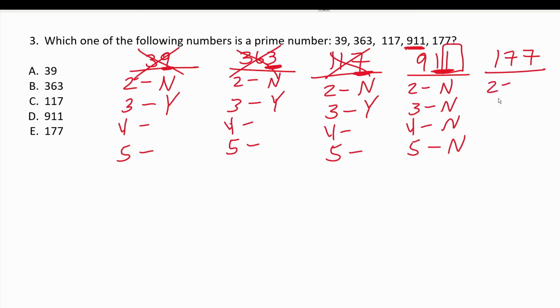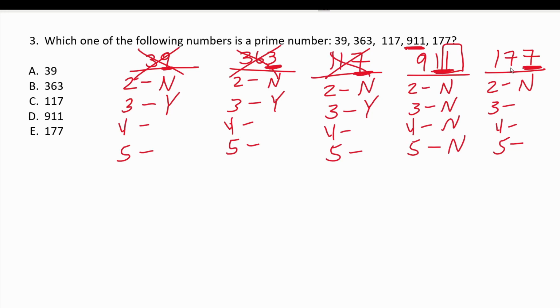All right, and we're going to run divisibility checks for 2, 3, 4, and 5. All right, to check to see if it's divisible by 2, we look at the last digit. If it's odd, it's not divisible by 2, so 177 is not divisible by 2. To check to see if it's divisible by 3, we sum the digits in 177, and if the sum of those digits is divisible by 3, then the number itself is divisible by 3.